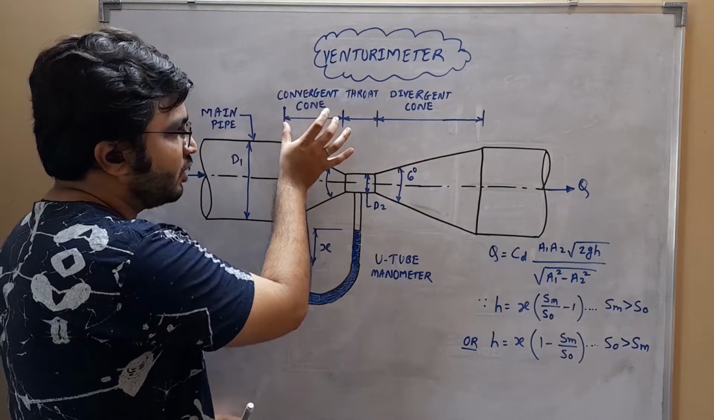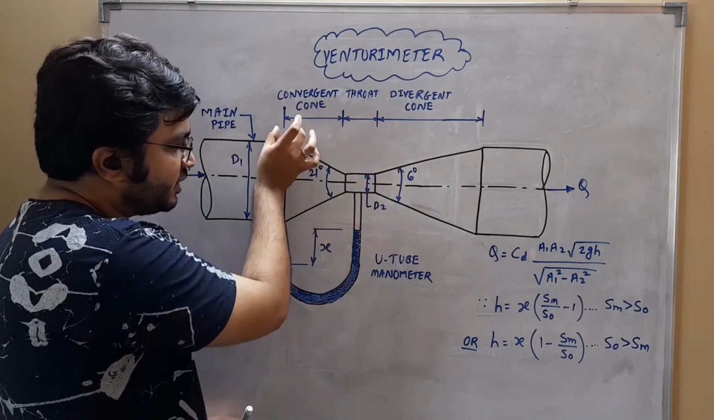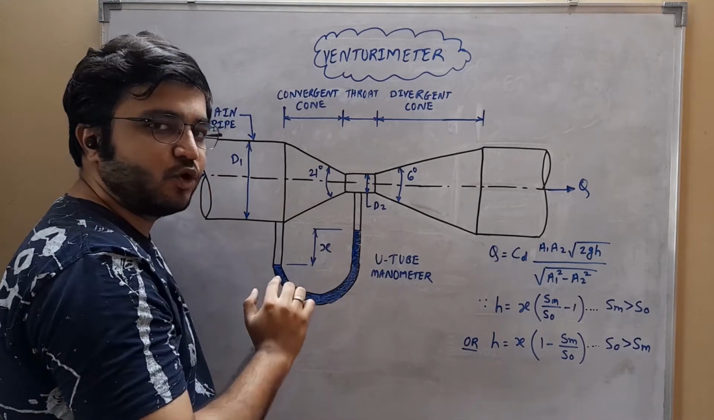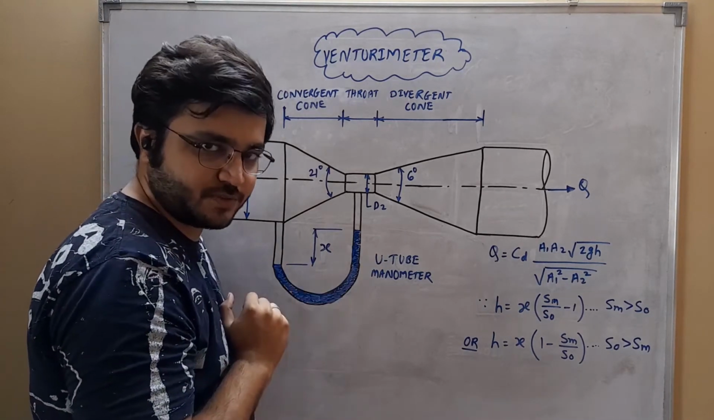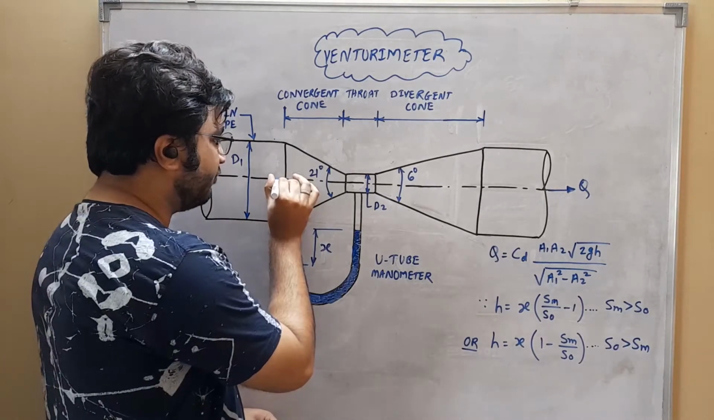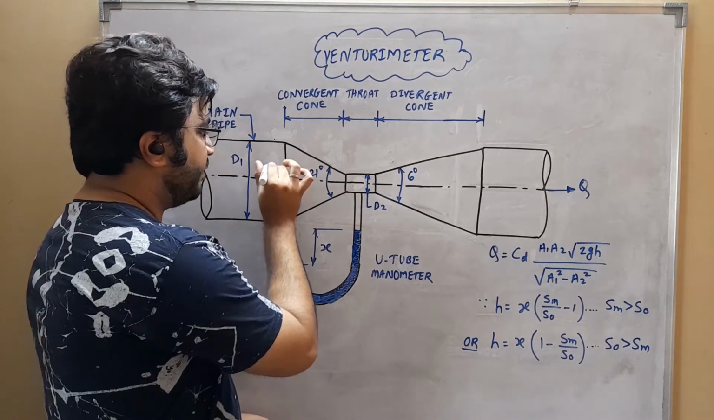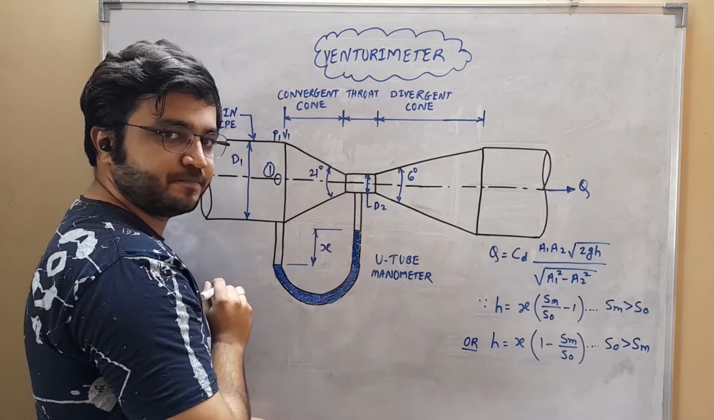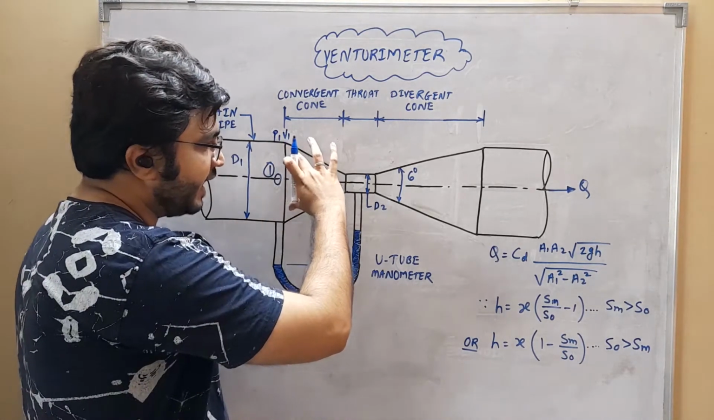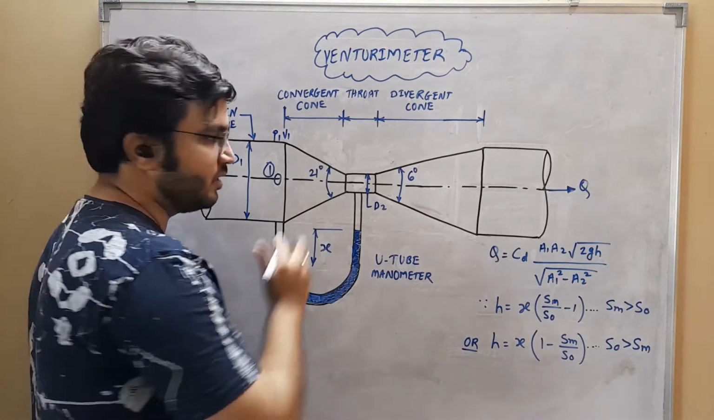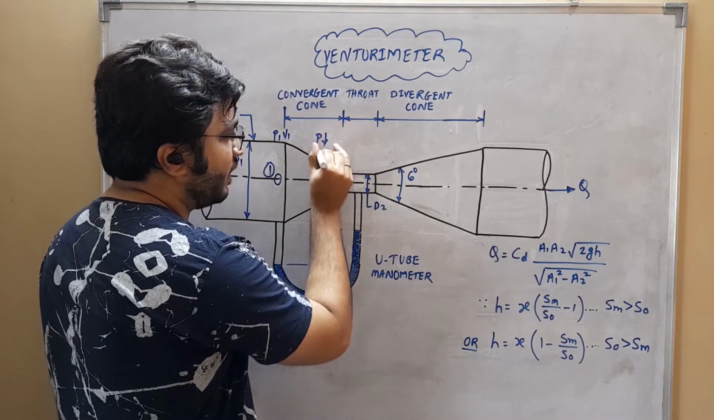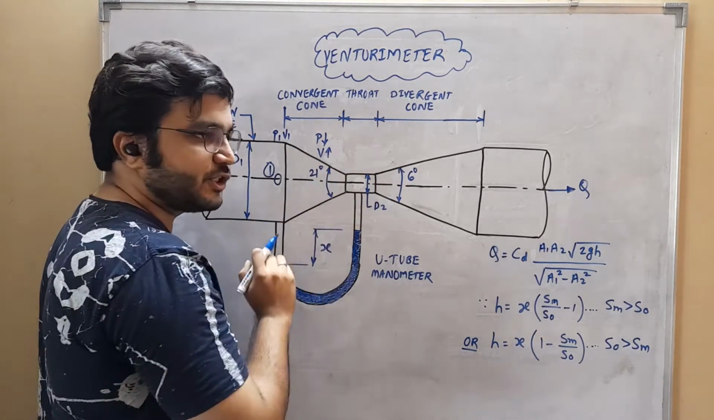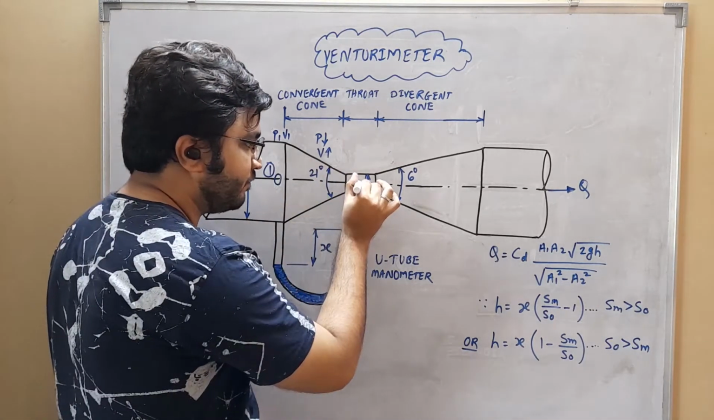In between throat section and section just before the convergent section, this U-tube manometer will be mounted to calculate the pressure head difference. Suppose say at section 1, the pressure and velocity of fluid is P1 and V1. Now since the area is decreasing in the convergent section, the pressure is going to drop and velocity is going to increase.